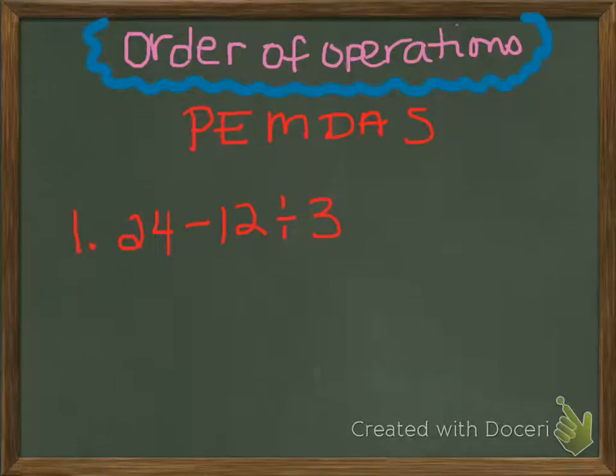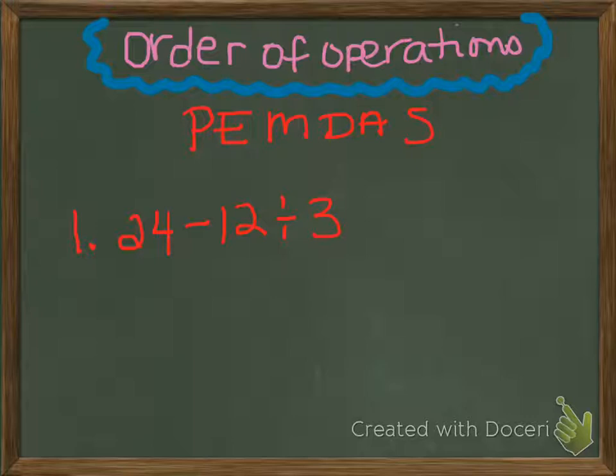In this video, we are going to talk about the order of operations. An acronym for the order of operations is PEMDAS, or please excuse my dear Aunt Sally. The P stands for parentheses, E is exponents, M is multiplication, D is division, A is addition, S is subtraction. This is the order in which you should solve multi-step problems in.